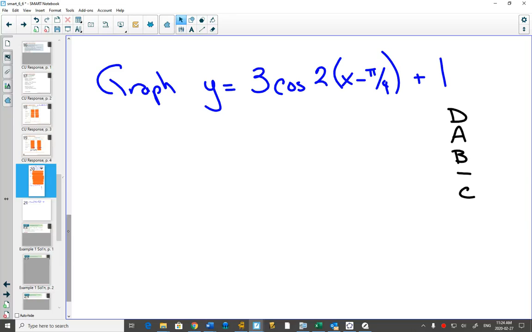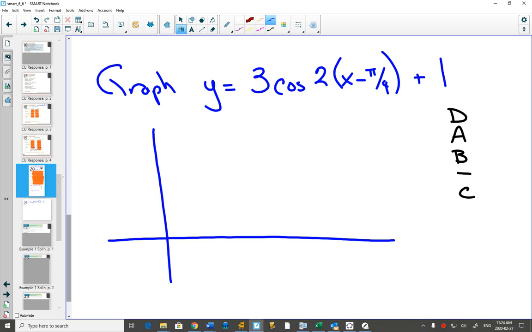I'm going to start with my d value. Draw my axes. And with a red pen, dotted line, my d value is 1, so my sinusoidal axis will be 1. I can put a check mark beside the d. That part of DAB-C is done. That's all we need to do with it.